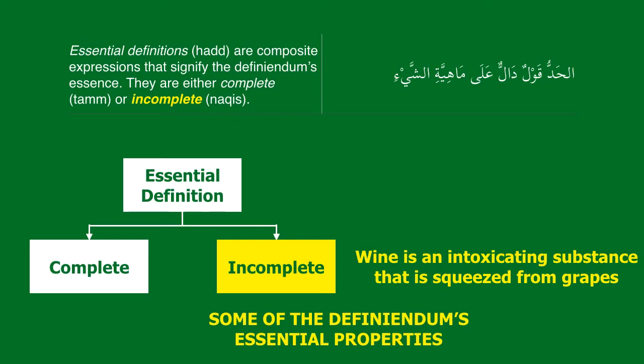An example of an incomplete essential definition is to say that wine is an intoxicating substance. We removed beverage and we put in substance that is squeezed from grapes. This definition enables us to comply with the divine command. With this definition, we know what Allah subhanahu wa ta'ala has forbidden us to drink in the Quranic verse. However, it doesn't tell us completely what it is, because it doesn't tell us that wine is a beverage, that it's a liquid that is drunk. But it tells us some other things. It tells us that it's intoxicating and that it's squeezed from grapes. So it gives us some of the definiendum's essential properties.